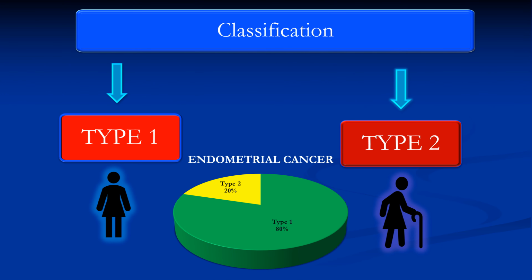Endometrial cancer classification. There are two types of endometrial cancer. Type 1, which is the most common type, responsible for 80% of all endometrial cancer, and type 2, less common than type 1, responsible for 20% of endometrial cancer.